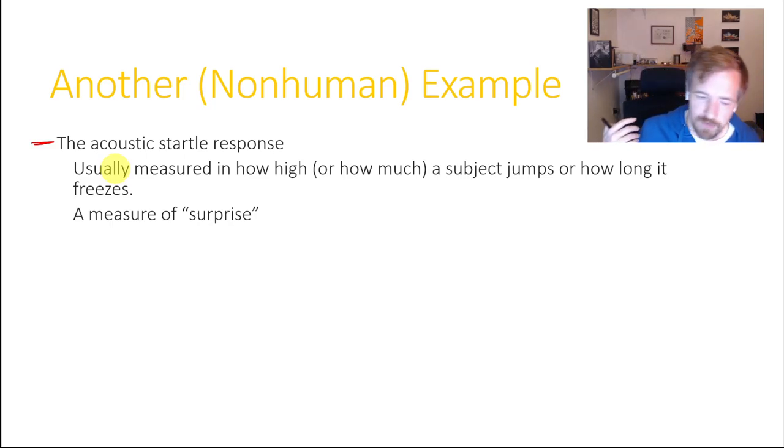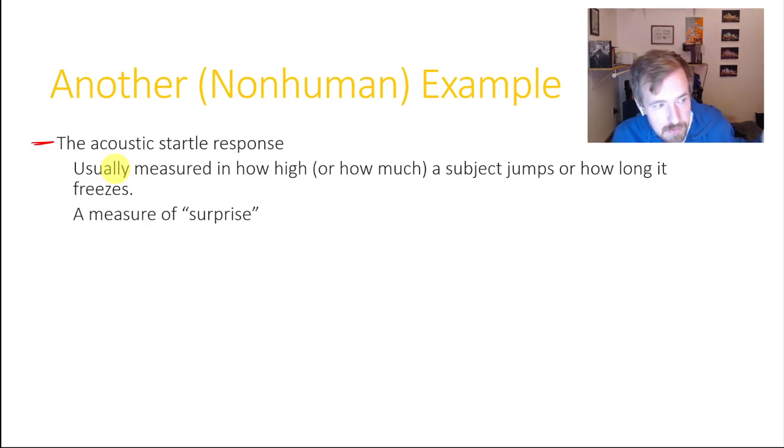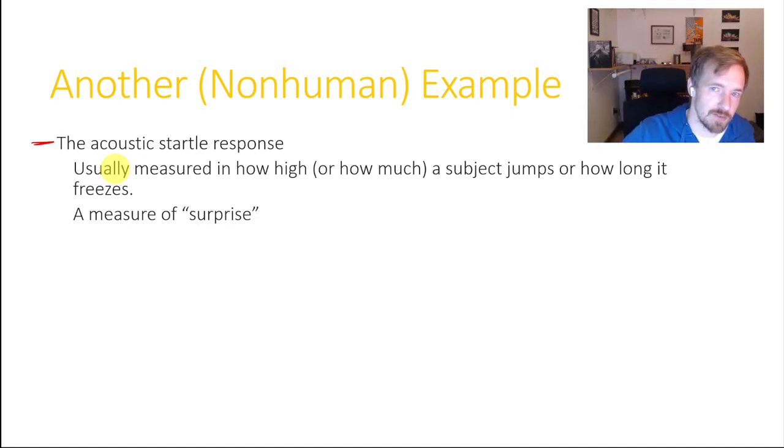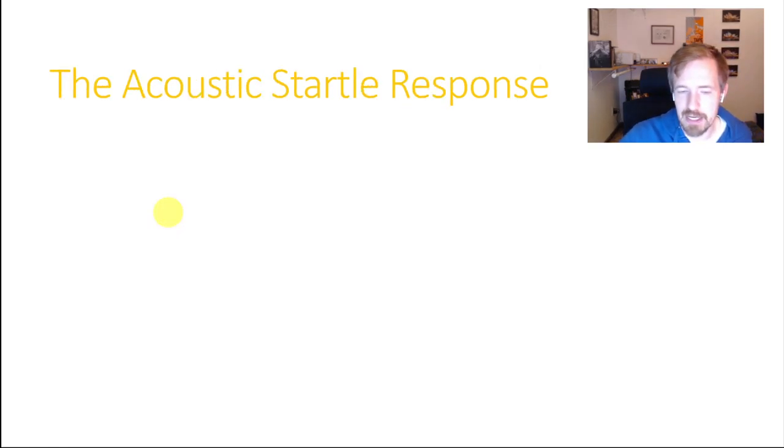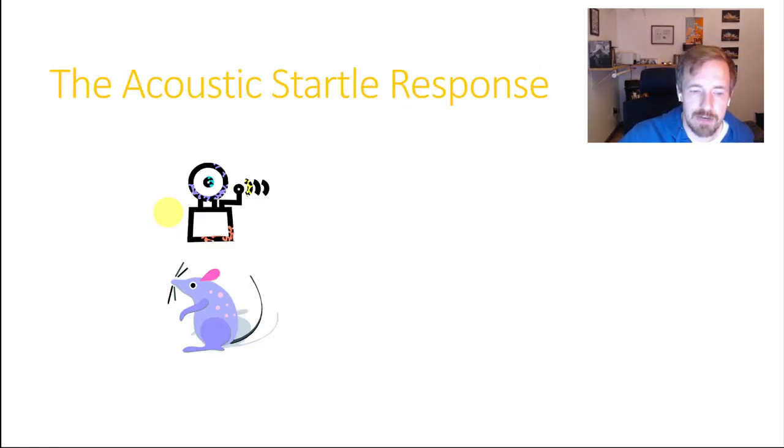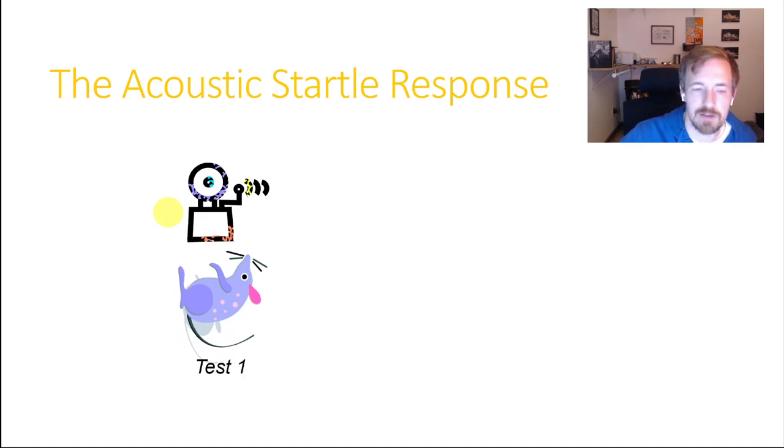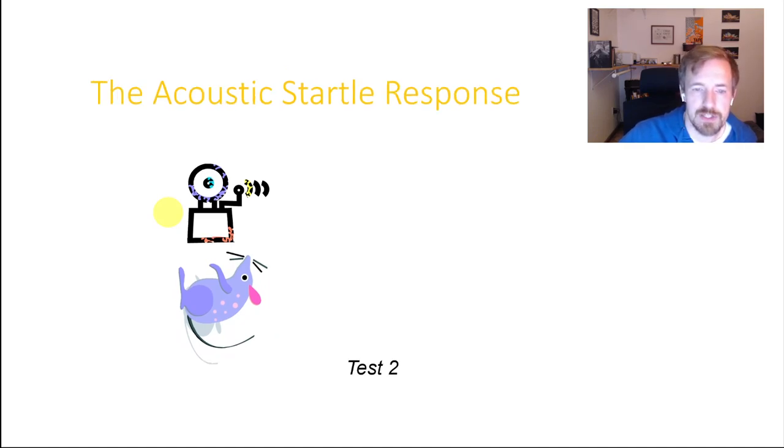So if you play a really loud siren and you freeze up, then that means you're probably really afraid of that siren, right? If you just stop for a second and then you keep going and you don't pay the siren any mind, then you're less scared of it. You're less surprised by it. That's essentially the same logic that we're going to be looking at here with mice. So you have a mouse, then you hear a clanging noise, and it spooks the rat. We're going to do the same thing again.